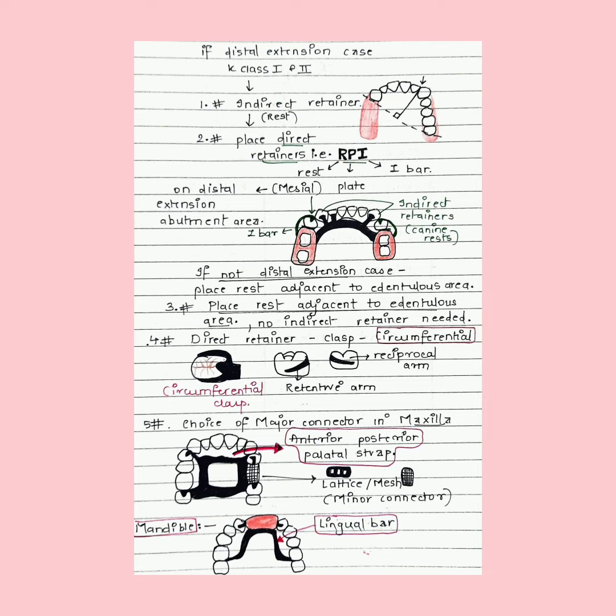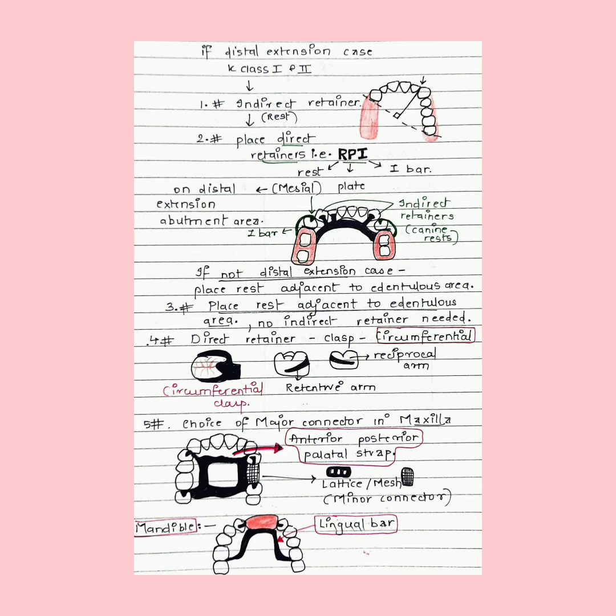So note this down: if you get a distal extension case, you will need indirect retainer and a direct retainer as RPI. If it's not a distal extension case, then you know this basic principle: we place rest adjacent to the edentulous area. That is in Kennedy's class 3 and 4, and no indirect retainer is needed in Kennedy's class 3. The choice of our clasp will remain simple circlet or circumferential clasp, whereas in Kennedy's class 4, we will need embrasure clasp. So direct retainer is this, it's a unit actually which has rest, retentive arm, reciprocal arm. And direct retainer in distal extension cases is rest, proximal plate and I-bar.